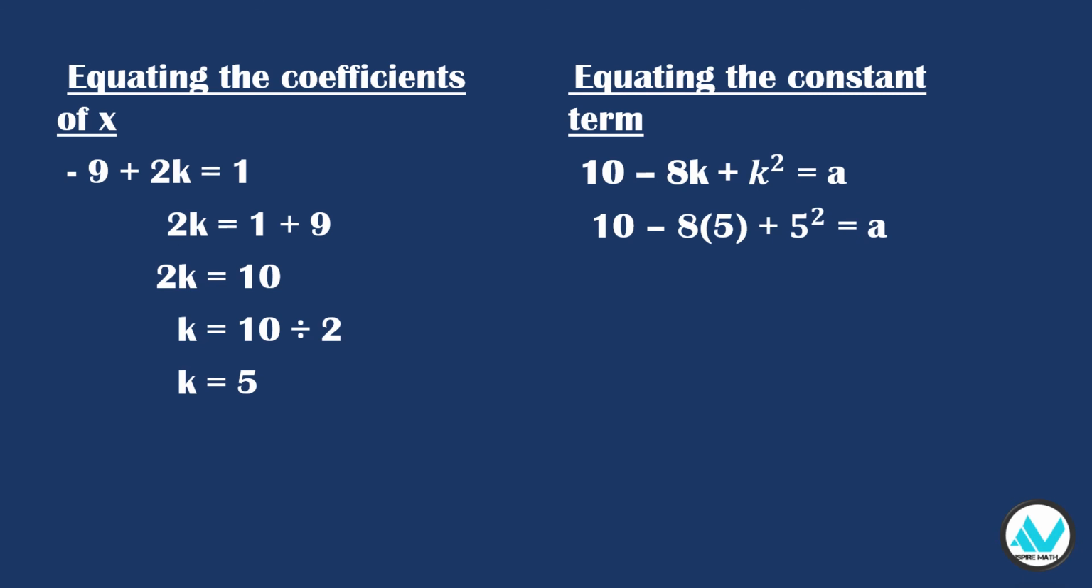So here I'm going to substitute in place of k as 5. So 10 minus 8 times 5 plus 5 square equal to a, which gives me 10 minus 40 plus 25 equal to a, which is nothing but 35 minus 40 equal to a, or a equal to minus 5.